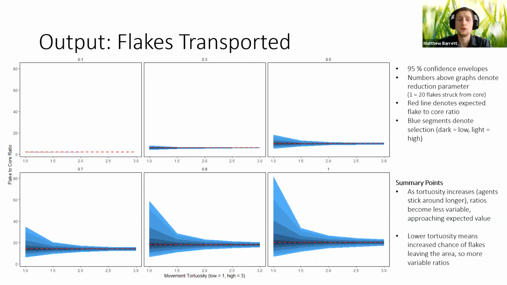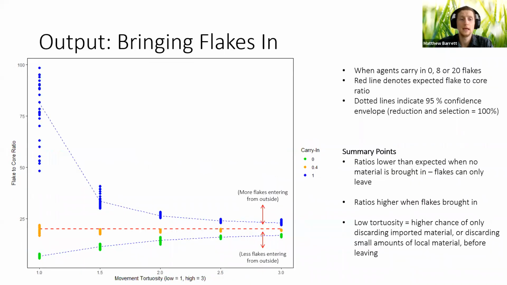The opposite is true of more linear movements, where there's a higher chance of material leaving before being discarded. Therefore, the ratios are more variable. And reduction and selection intensity need to be high enough for that variation to emerge. So this patterning can be further explored by examining the effects of bringing material into the window from outside. Here, reduction and selection are set at 100%, so every flaking event produces the full possible 20 flakes.